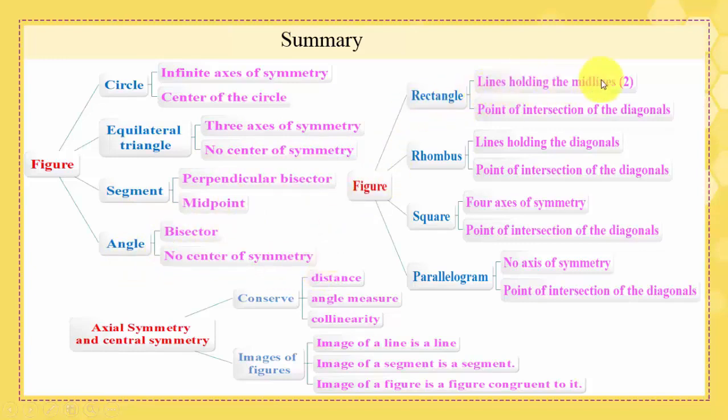Rectangle, lines holding the midlines, 2 axes, point of intersection of the diagonals. Rhombus, lines holding the diagonals, point of intersection of the diagonals. Square, 4 axes of symmetry, point of intersection of the diagonals. Parallelogram, no axis of symmetry, point of intersection of the diagonals.